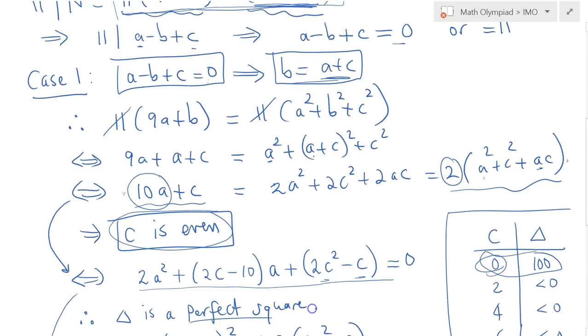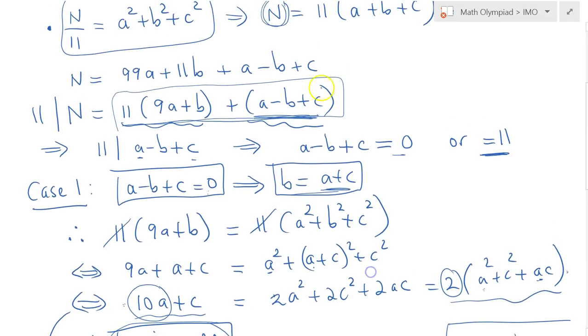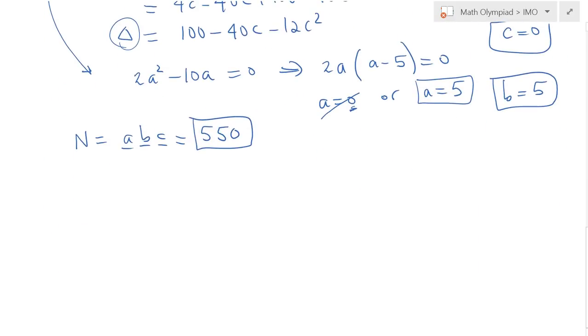Let's see if the second case leads to a solution as well. So in the second case, we want the second piece to be equal to 11. So A minus B plus C is 11. And we'll pretty much follow the same type of strategy. So we have A minus B plus C is equal to 11. And like I did previously, B therefore is just A plus C minus 11.